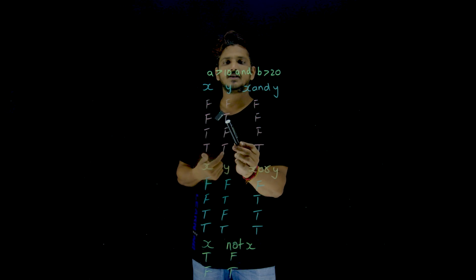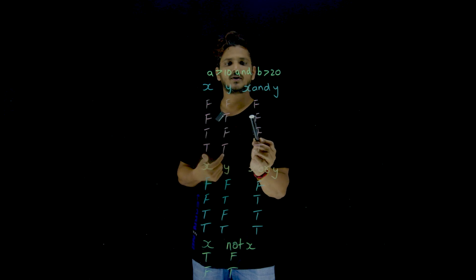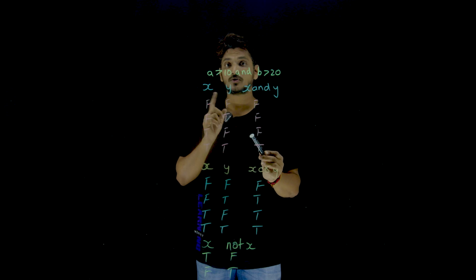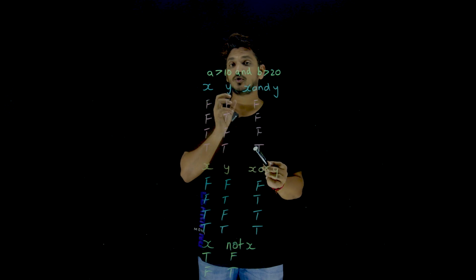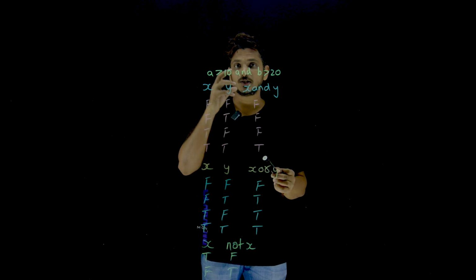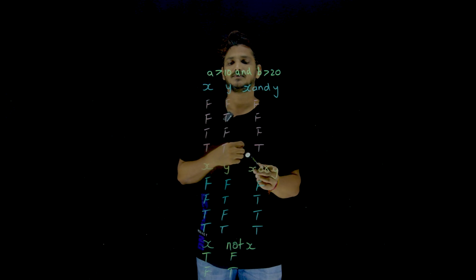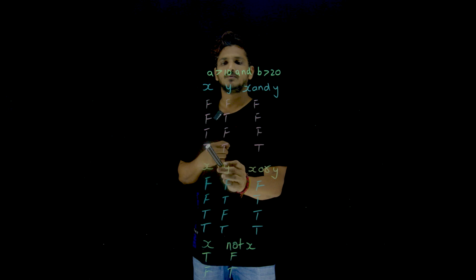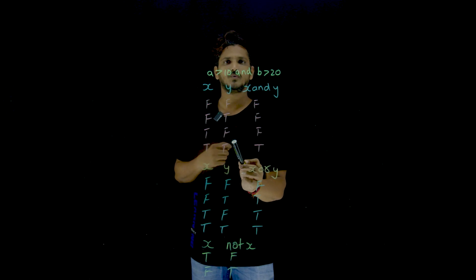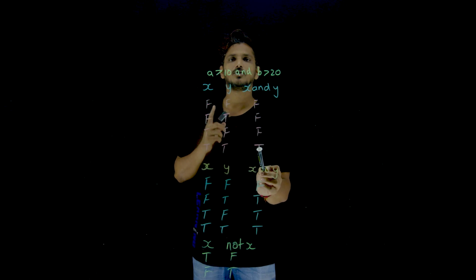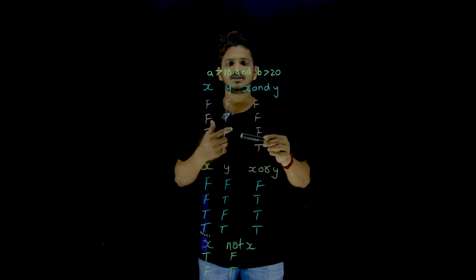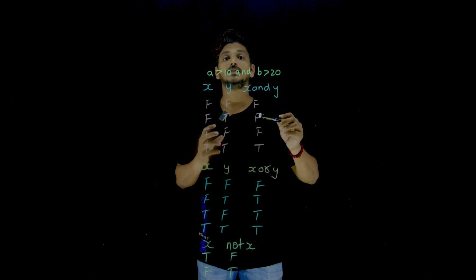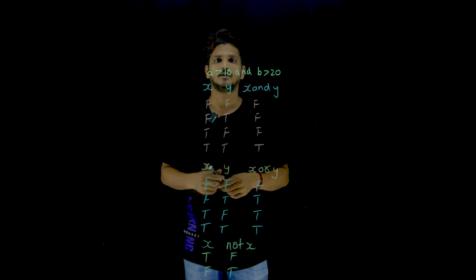If X is false, Y is true value, what happens? False. If both are true, then only AND is going to return true. That is what logical AND means. True and false, false. Both true, true, what is the output it is going to return? True value. This is the truth table for the logical AND operator.